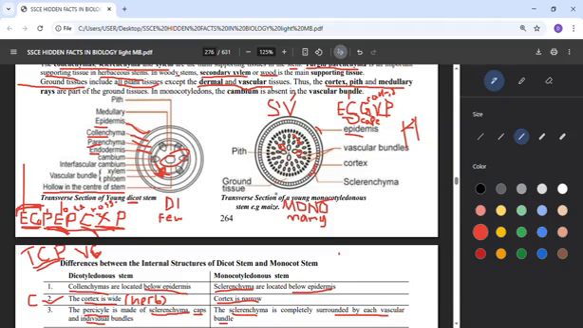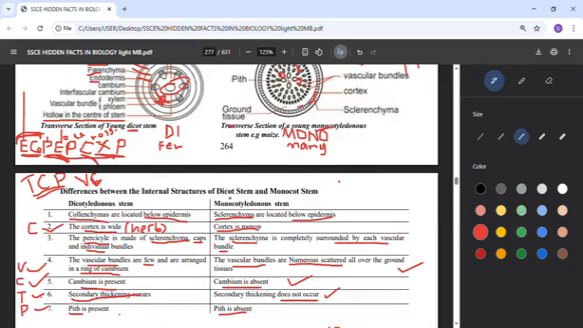Then the G is used to remember the ground tissues. This is the ground tissue, around all those bundles. After the ground tissue, V is the vascular bundles, the xylem and the phloem. Then P is the pith, which is the center. So that's the structure of the monocot and the dicot.